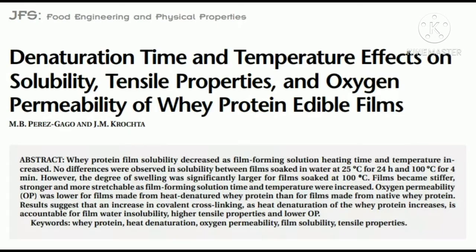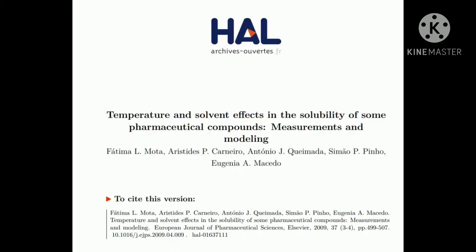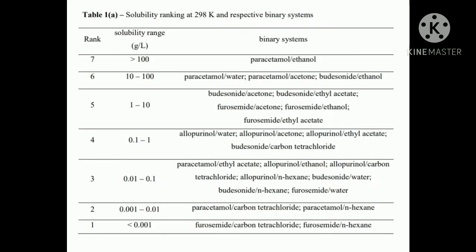The first research paper is by M.B. Perez and J.N. Krochta. They use edible films to determine the effect of denaturation time and temperature to its solubility. The results of the experiment display that as the temperature rises, the solubility decreases. A contradicting experiment titled Temperature and Solvent Effects on Solubility on Some Pharmaceutical Compounds showed that the solubility of the compounds followed the trend of the rising increase in temperature.